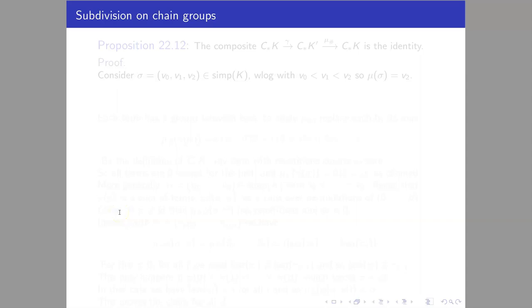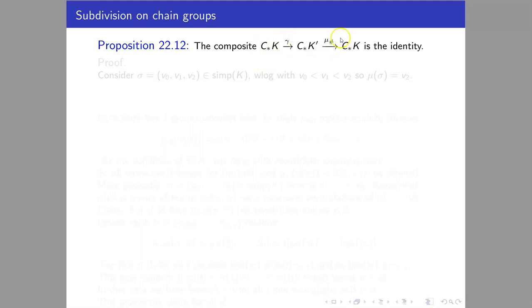In the last video we constructed this chain map gamma from C star k to C star k prime, and we want to claim that this actually induces an isomorphism in homology. Remember, any chain map gives you an induced homomorphism of homology groups, and we want to claim that in the case of this gamma that's actually an isomorphism.